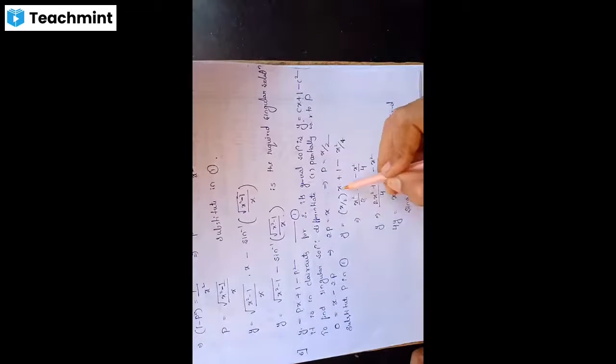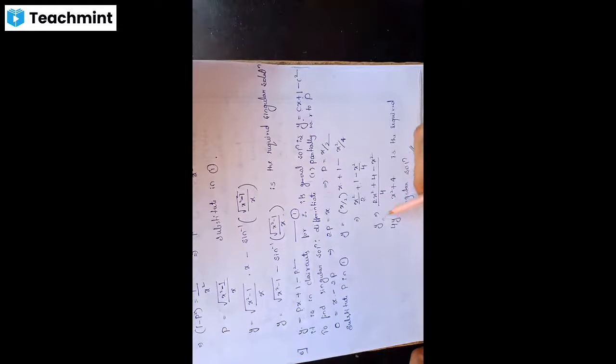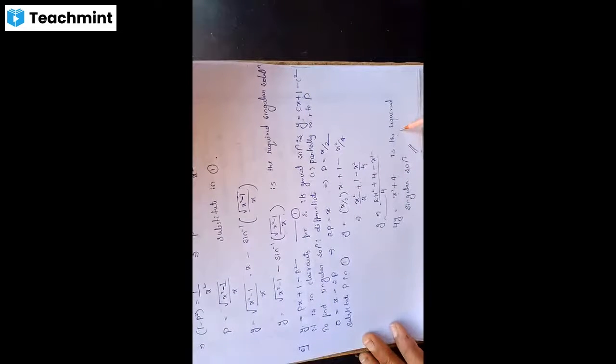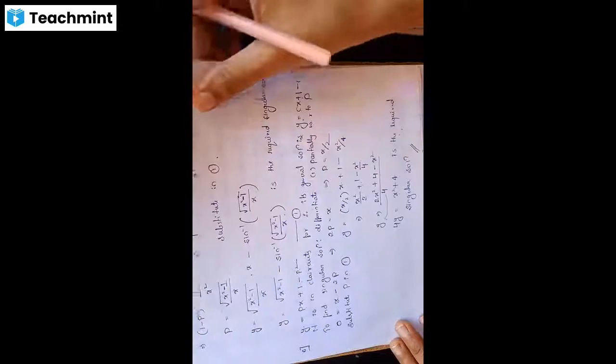What will you get? y equals p is x by 2 into x plus 1 as it is minus x square by 4. So it will become x square by 2 plus 1 minus x square by 4. If you take 4 as the LCM, it will become 2x square plus 4 minus x square. So 2x square minus x square is x square, plus 4. If you cross multiply, it will become 4y equals x square plus 4. So this is our singular solution. See the next example.